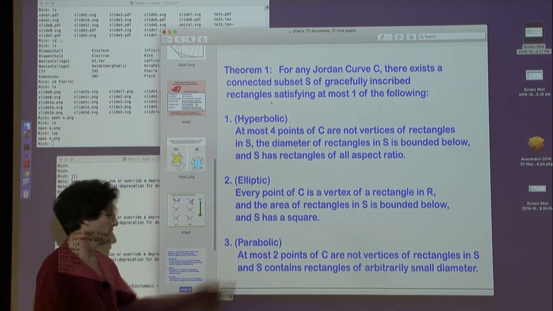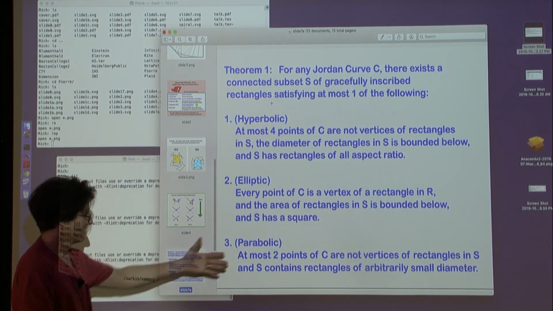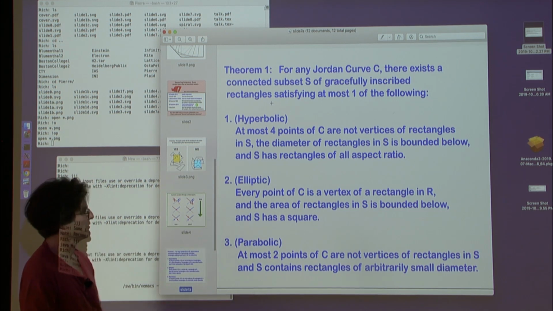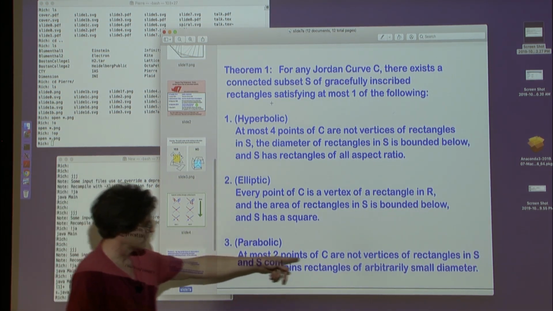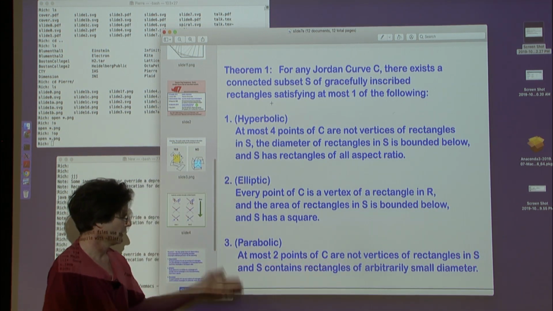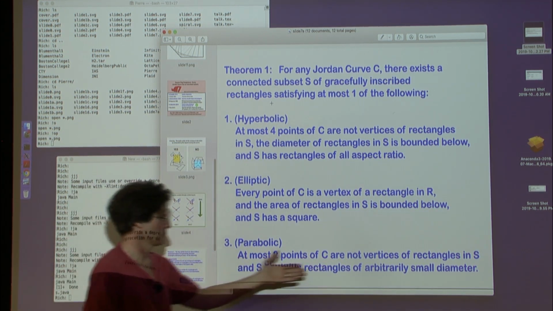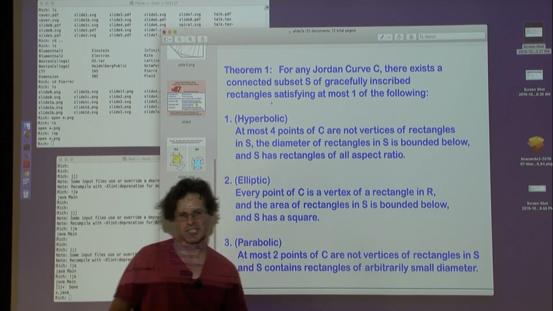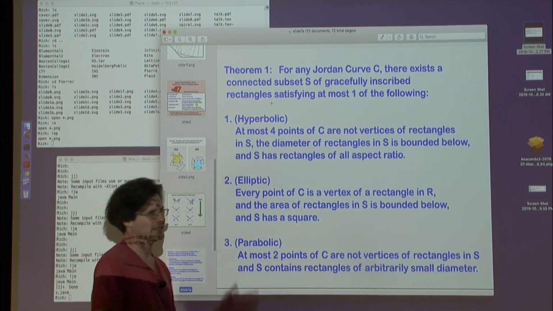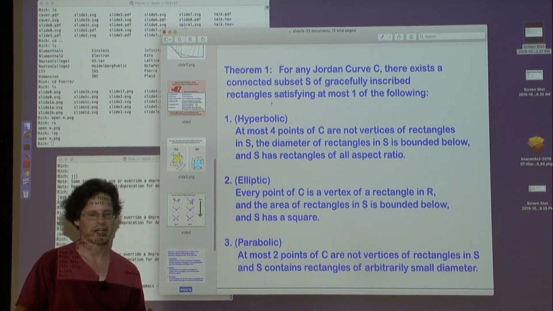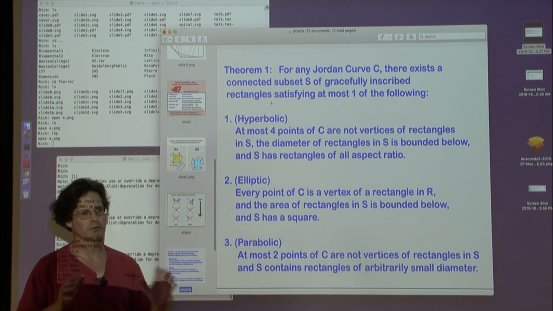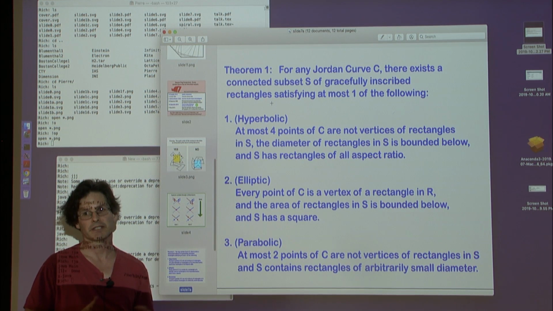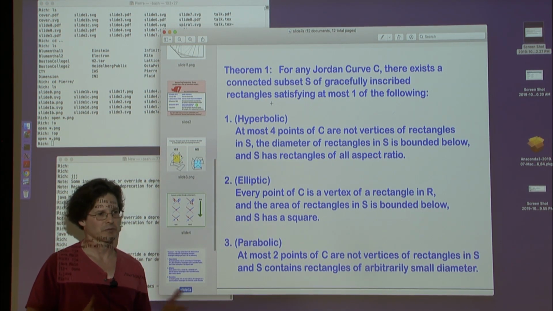And then the final possibility is the unfortunate one, which, if it weren't there, would prove the conjecture. At most 2 points of the curve are not vertices of rectangles, but then there are rectangles of arbitrarily small diameter. This is why I didn't bother to explain whether this is a dense set of second category or not. This says that for any Jordan curve, all but at most 4 points are vertices of inscribed rectangles. So that's what you get.